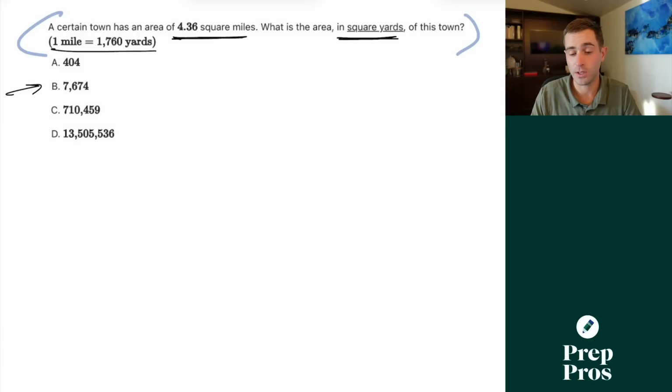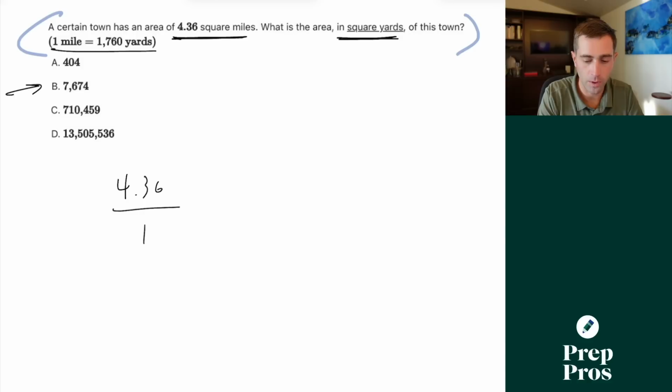So this is a unit conversion question. The SAT loves squared and cubed unit conversion questions because students mess these up all the time. There's a few different ways we can go through this, but I'm going to do it one way that often feels simplest for students.